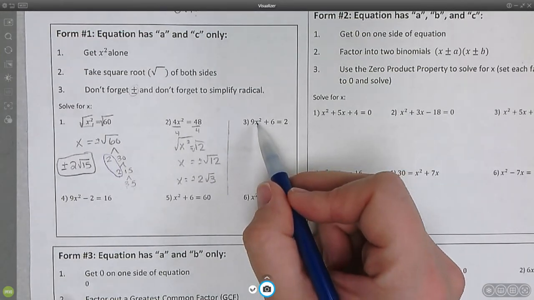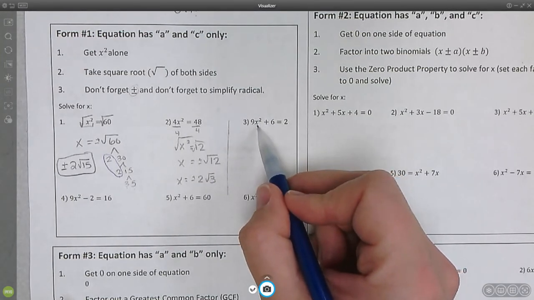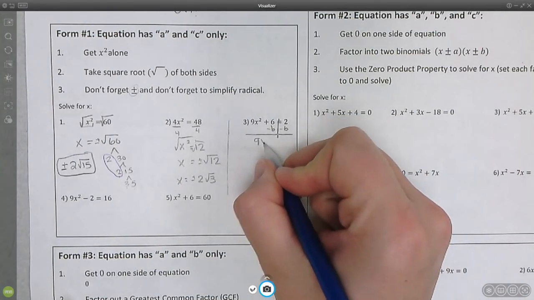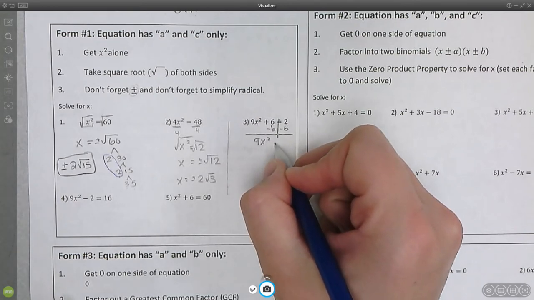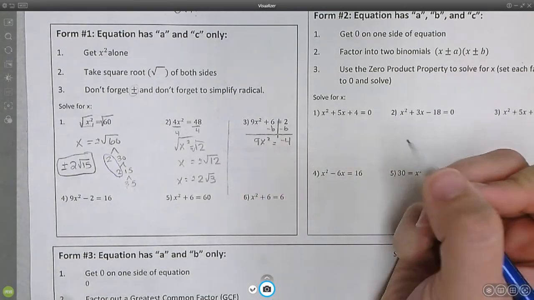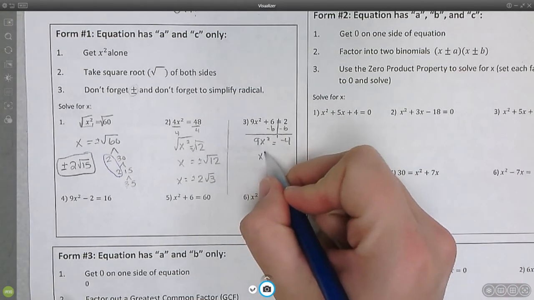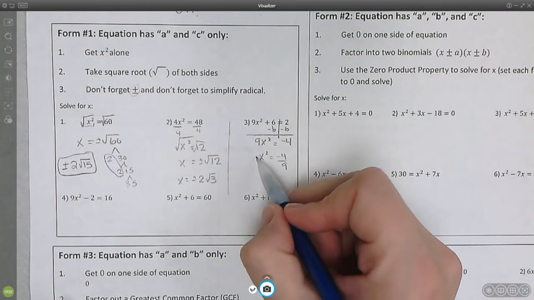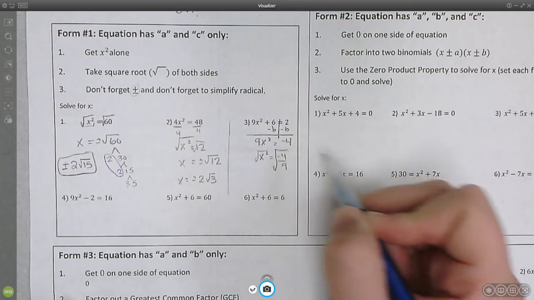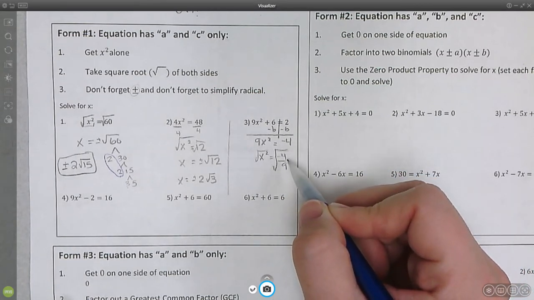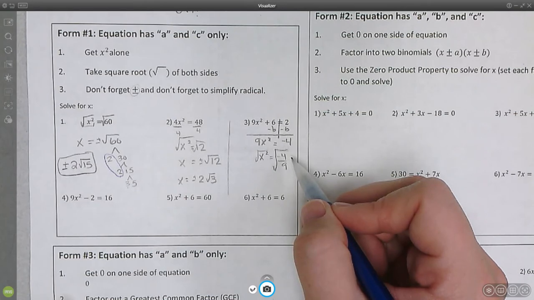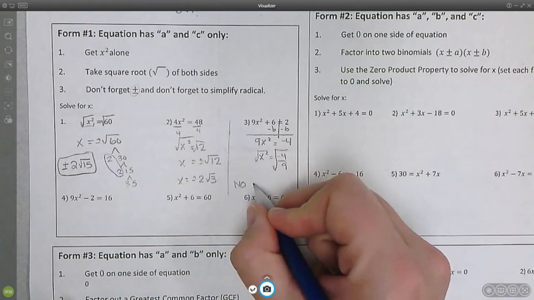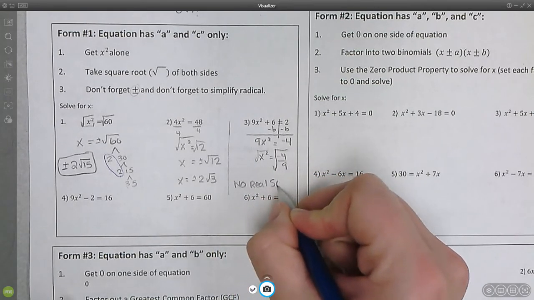All right, this one has a 9 and a 6 with this x squared. So let's subtract 6 first. So you have 9x squared equals negative 4. Divide both sides by 9. So you have x squared equals negative 4 over 9. Okay, so now at this point, if I were to take the square root of a negative number, there's not a real solution because you can't take a number times itself and get a negative out. So if you are ever taking a square root of a negative, you write no real solution.